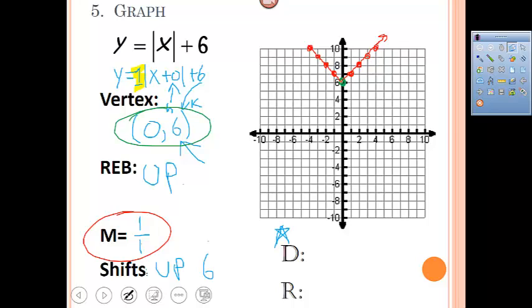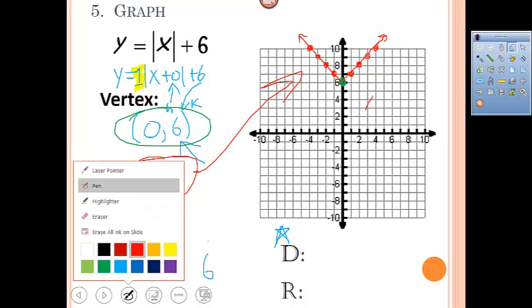That gets you your V. So now you have your absolute value. And we know, because of the right end behavior, it's up. The V is pointing up, so we're good.